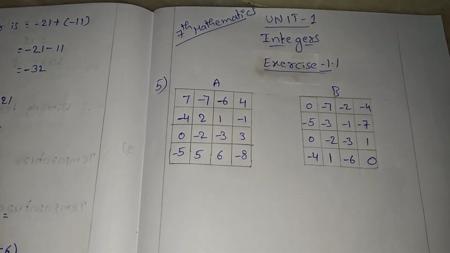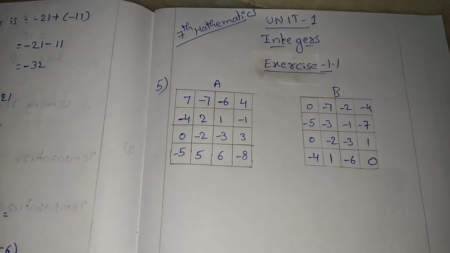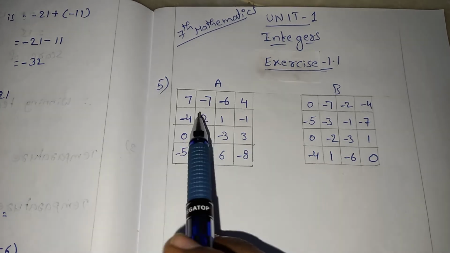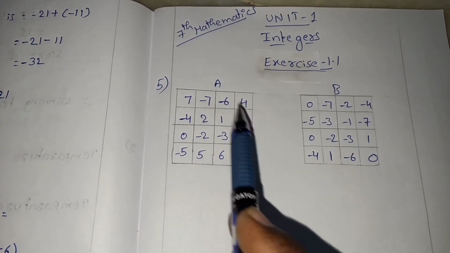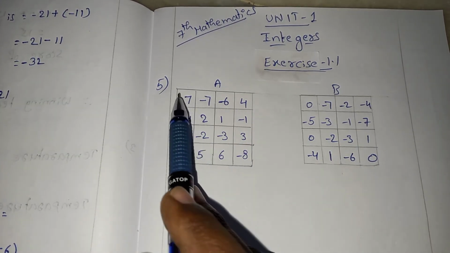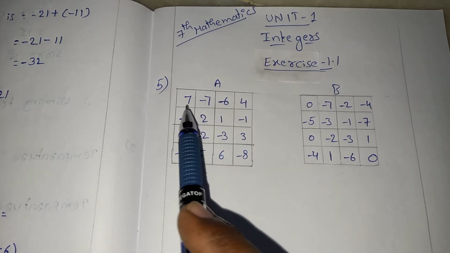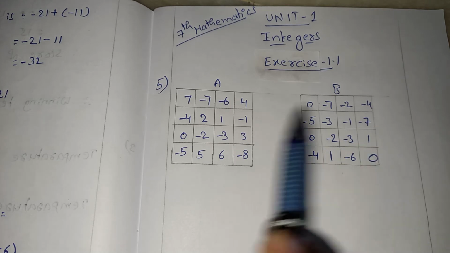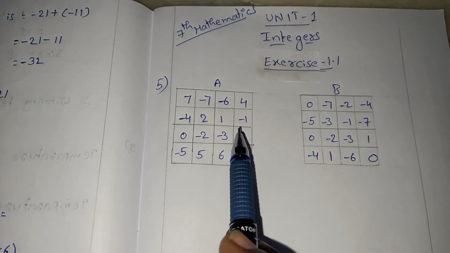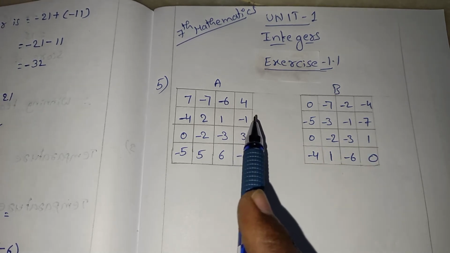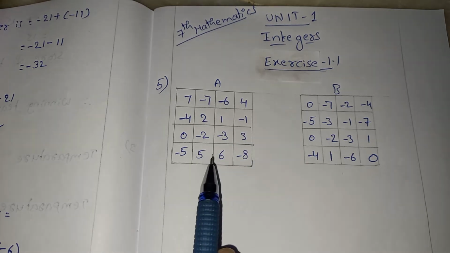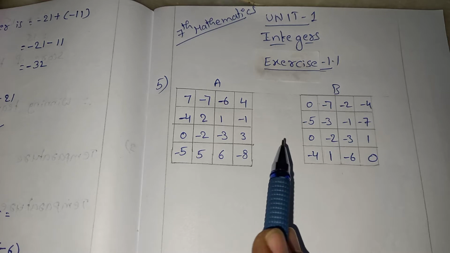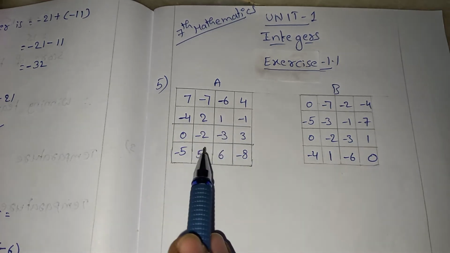In the 5th question they gave two tables, table A and table B, and both are squares. Square means all sides are equal, and here they gave 4 rows and 4 columns. We have to find whether both are magical squares or not. Understand whether both are magical squares or not.